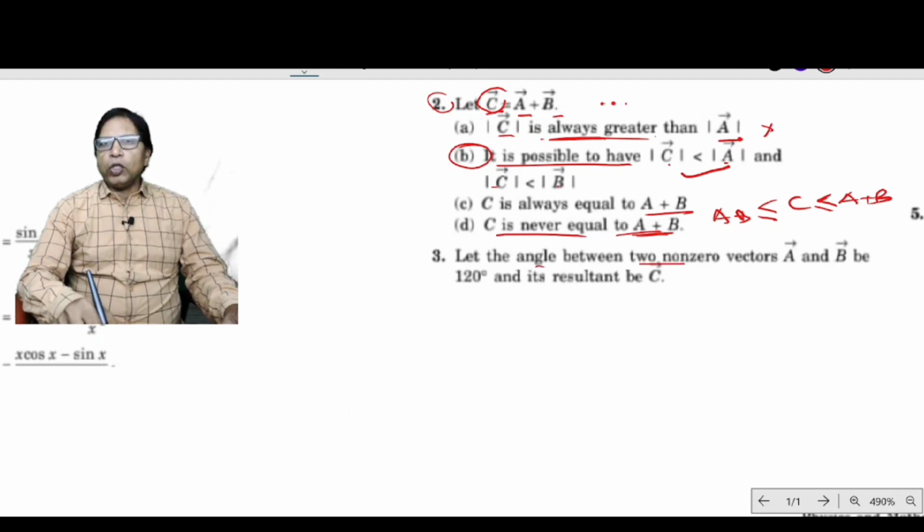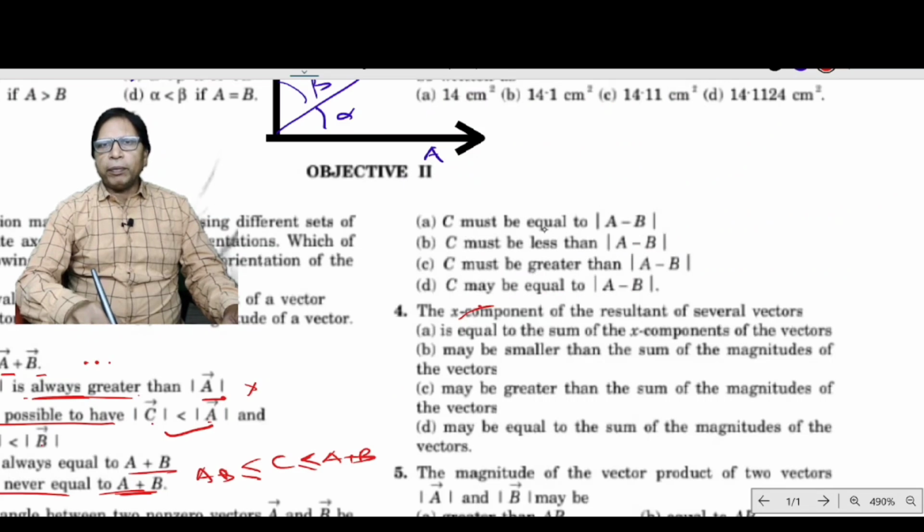Let the angle between two non-zero vectors A vector and B vector be 120 degrees. Then the resultant C becomes. C must be equal to A minus B. No. Is it greater than A minus B? C must be less than. No. C must be greater than A minus B. Yes, it is correct. Therefore, option C is correct.